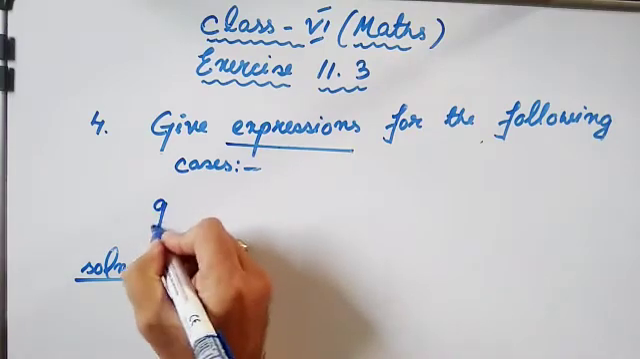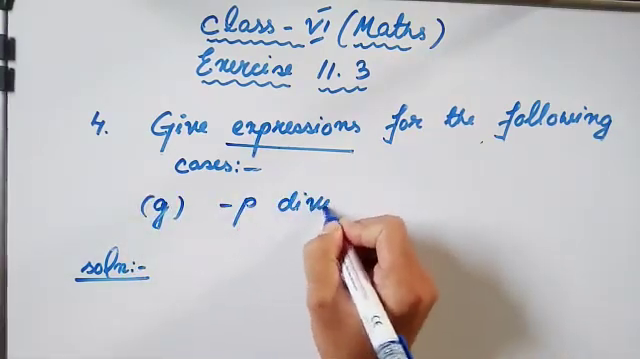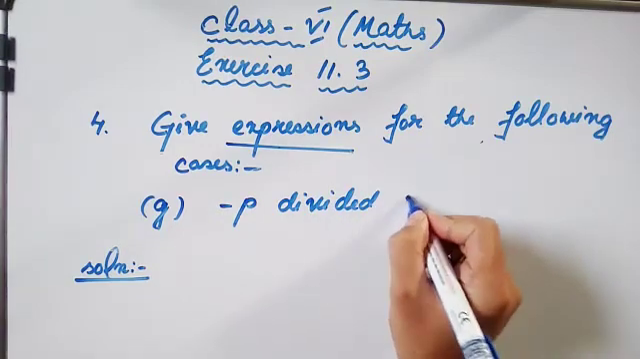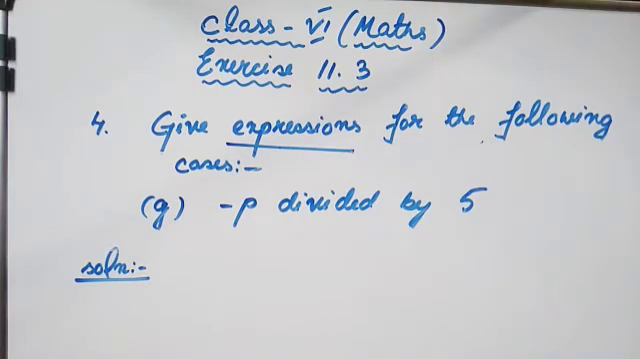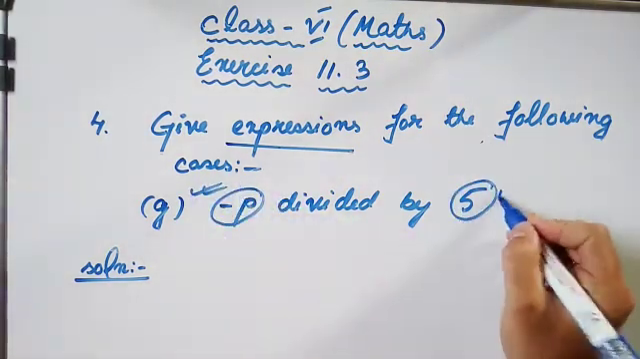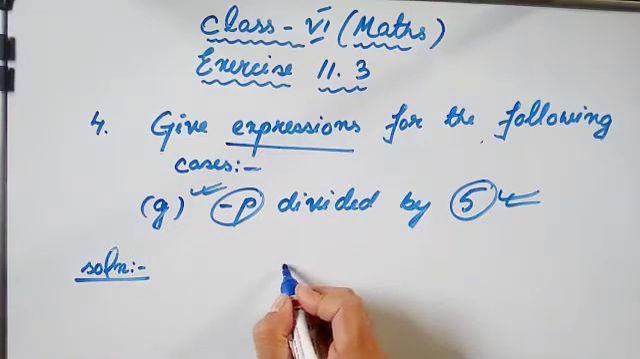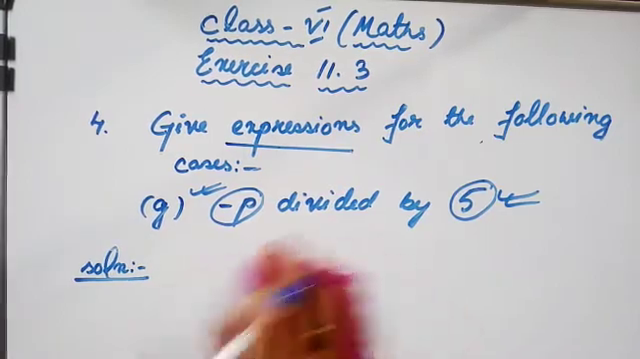Next is number G. It says minus p divided by 5. It's very simple, right? Minus p divided by 5. So our variable is minus p. Our number is 5. So our answer will be minus p divided by 5. It's very simple, right? And we have one more question.